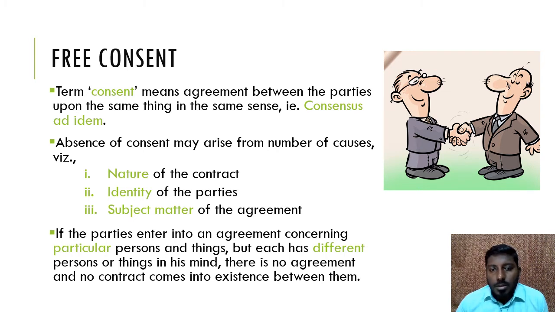So when two parties enter into agreement concerning a particular person and thing, but each has different persons or things in his or her mind, so there is no agreement, and obviously there is no valid contract which is formed at the end.